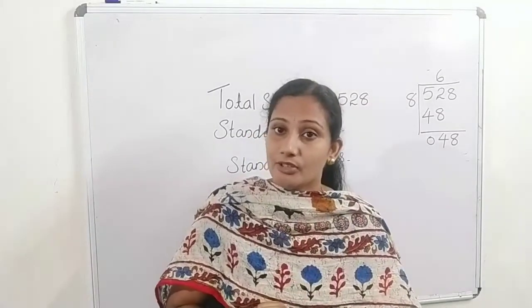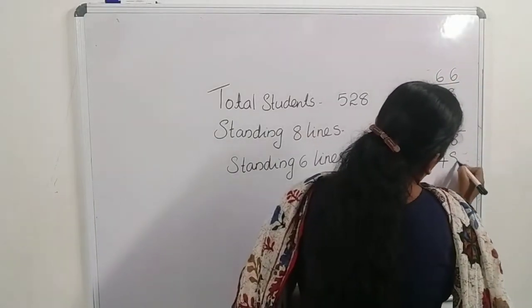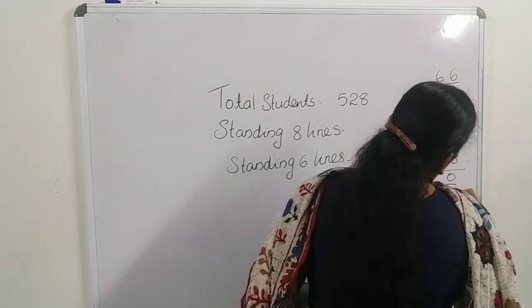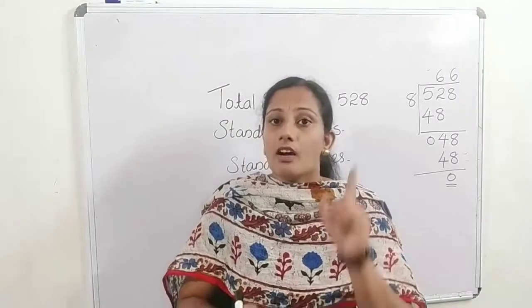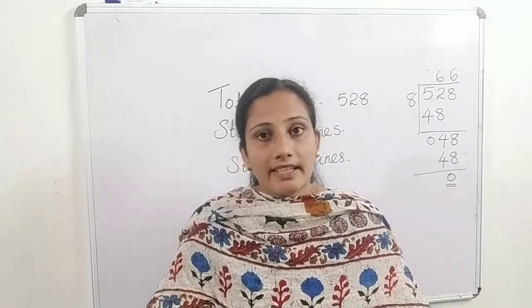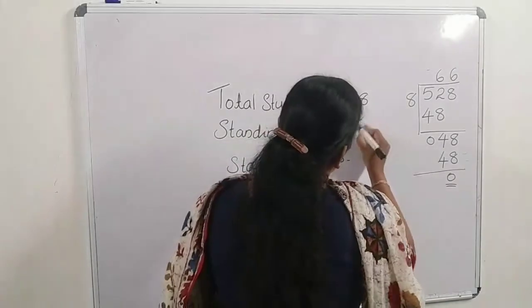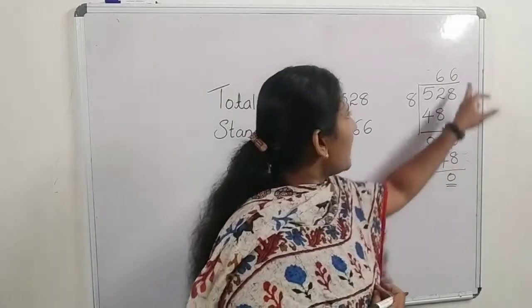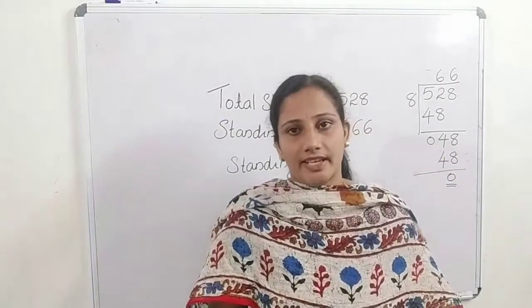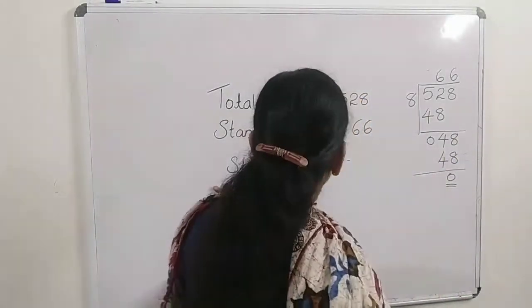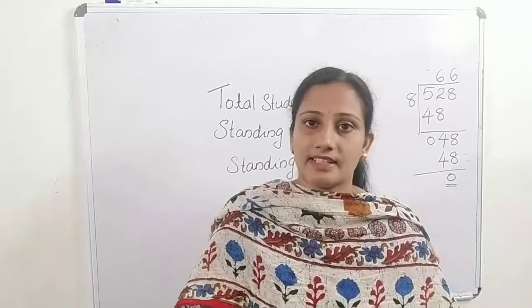So what will we do? Yes, write the 6 here. Then 6 8s are 48. Then subtraction. Now here we got the answer 66. So in one line, how many children are there? Yes, 66 children are there. So let us write 66. When we multiply 66 and 8, we will get the answer 528.